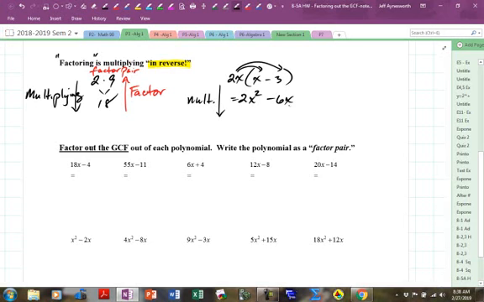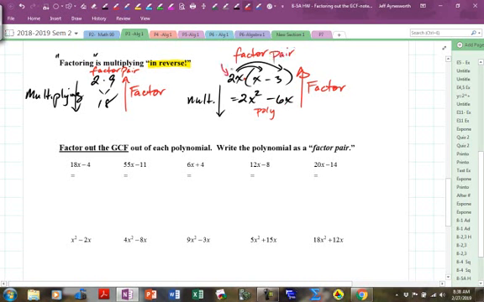This time, however, we are going to take a polynomial like 2x squared minus 6x and go backwards. And when you go backwards, in reverse, that's called factoring. So if I ask you to take this polynomial and write it as a factor pair, notice this is a factor pair, 2x times x minus 3, that process is called factoring. And guess what? This right here happens to be the GCF.